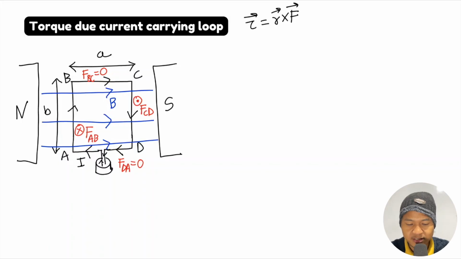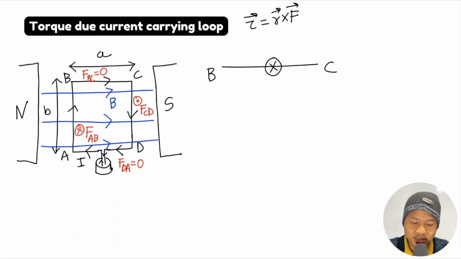So we have the force on each segment. Let's view this from the top. I will have something like this. The loop can rotate. The force direction at B is inward, like this, F AB, and at C the force is in the opposite direction, outwards, so that means something like this.